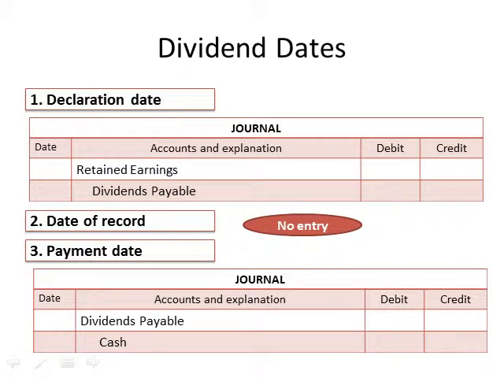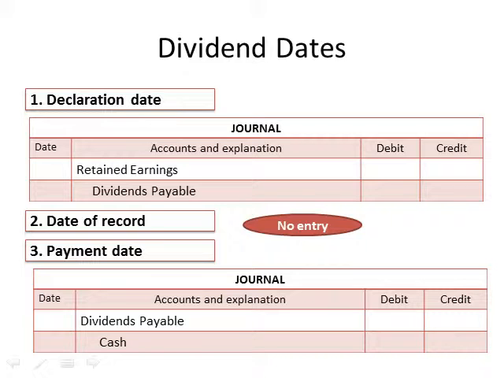There are three relevant dates concerning dividends. The declaration date, which is the date the board of directors announces the dividends. So the declaration of the dividends creates the liability for the corporation. Declaration is recorded by debiting retained earnings and crediting dividends payable, which is a liability account.